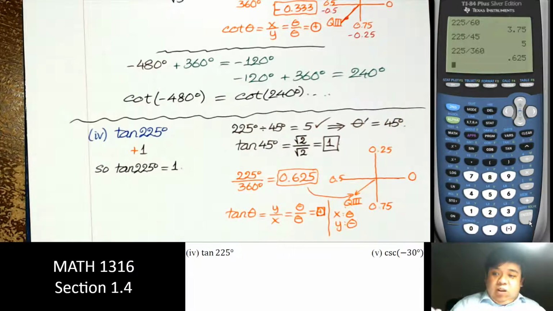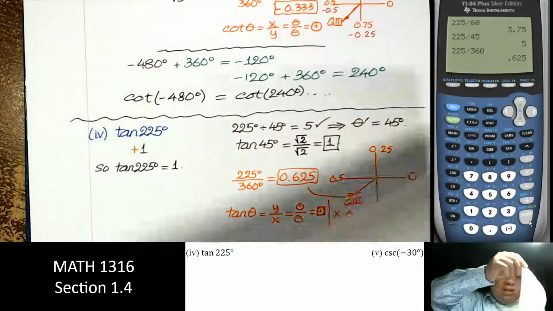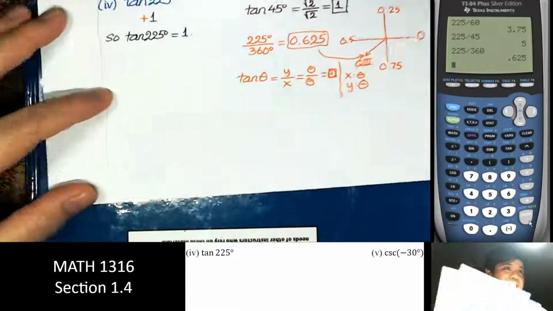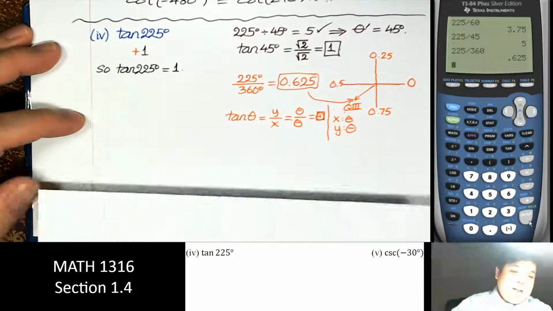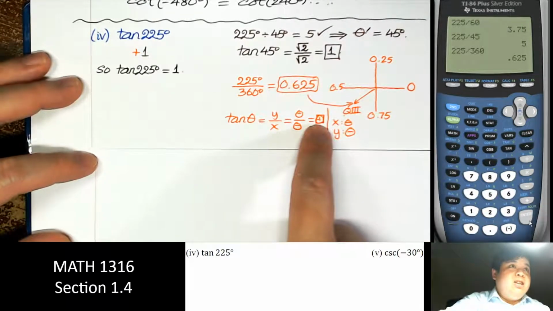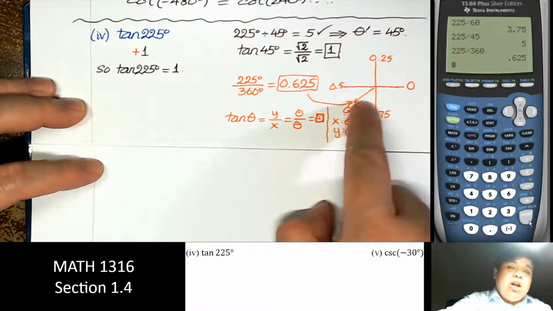And of course, in real life, we probably will do it a lot quicker than this. But I just want to write all the steps. So this is kind of in slow motion, if you will. So 2 components: the value and the sign. The value uses the reference angle. The sign uses the quadrant.